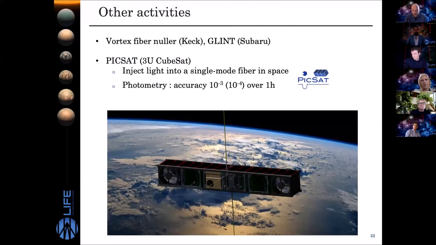There are other activities on nulling, actually a lot of activities. Caltech and JPL are working on the vortex fiber nuller for the Keck. The idea is to combine nulling with high resolution spectroscopy. This is a really promising idea. There is also the GLINT instrument on Subaru doing nulling on a single mirror with sub-apertures and to demonstrate integrated optics nulling at 3 micron. The University of Paris, the team of Sylvestre Lacour, is also working on the PIXAP project, which is a 3U CubeSat in order to demonstrate light injection into single mode fibers in space and to achieve really precise photometry in space.